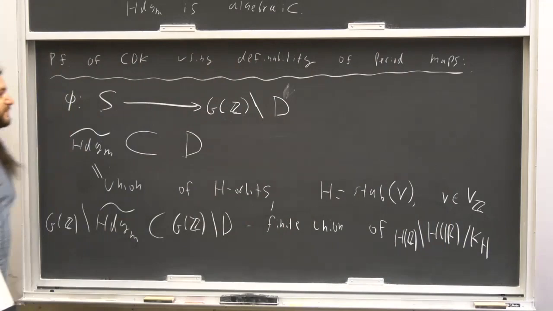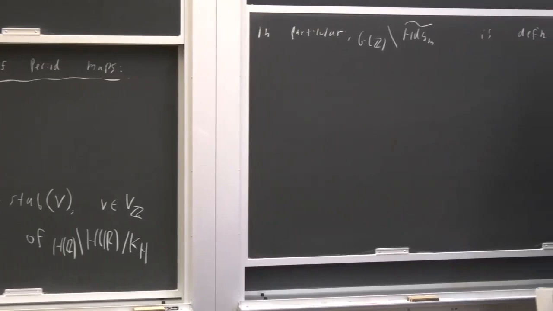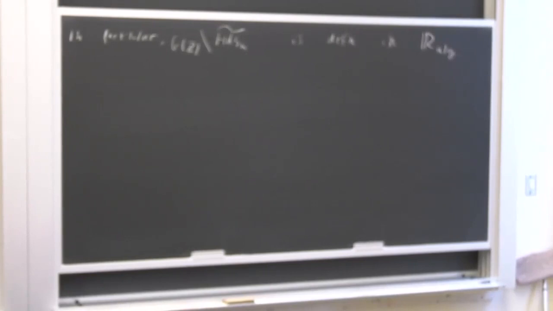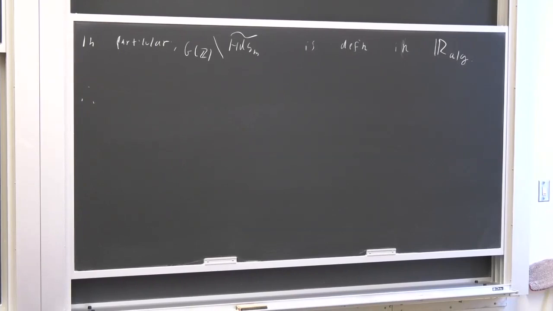In fact, there'll be other period domains. So in particular, you can describe this, basically Ziegler sets. So this here is definable, not just in R_an,exp, but in fact in R_alg. Just write it down as some orbits and some semi-simple groups. It's very straightforward. Okay, so now you plug in the big piece of input, which is that this period map is definable inside R_an,exp.